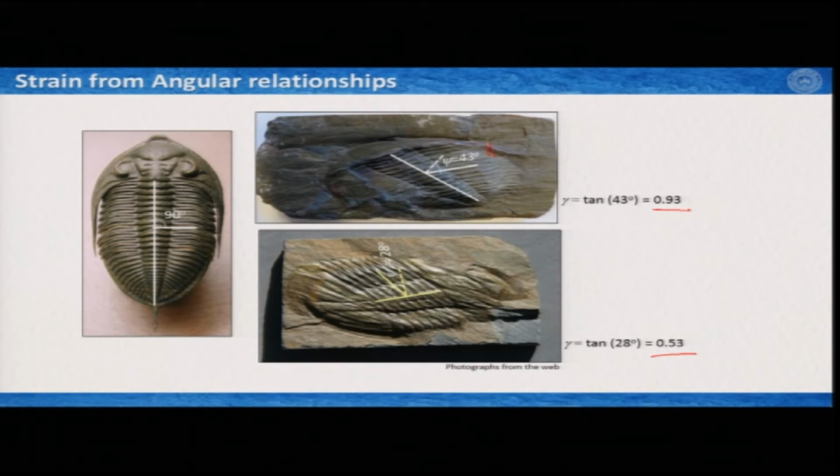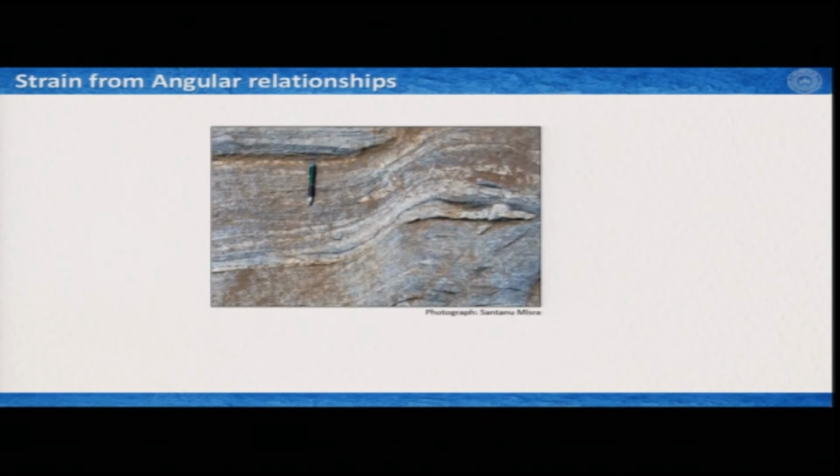We can do a similar strain analysis from a very simple shear zone. So what we see here in this photograph, that this layer which was supposed to be like this, now it got deflected this way. Okay. So this angular deflection is probably due to some sort of shearing. Okay.